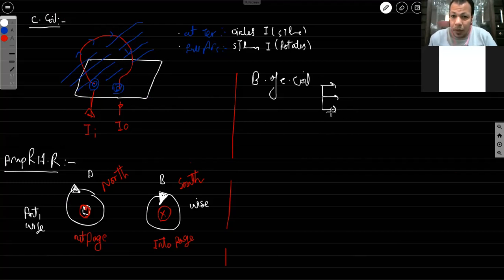The length of the wire. First of all, the current, which is directly proportional: increasing, increasing, decreasing, decreasing. So direct. Second, the permeability, direct too. And third, whether we need the magnetic flux density at the center or the magnetic flux density away from the center.